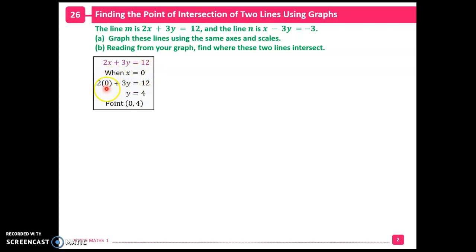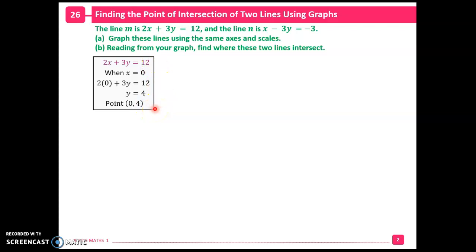So 2 zeros and 3 y's matches with 12. 2 zeros is 0, so that's nothing. So I've just got 3 y's matches to 12. So each y must be 4. 3 4's will be 12. So 0 and 4 belong together. That pair is one of the points that's on this line.